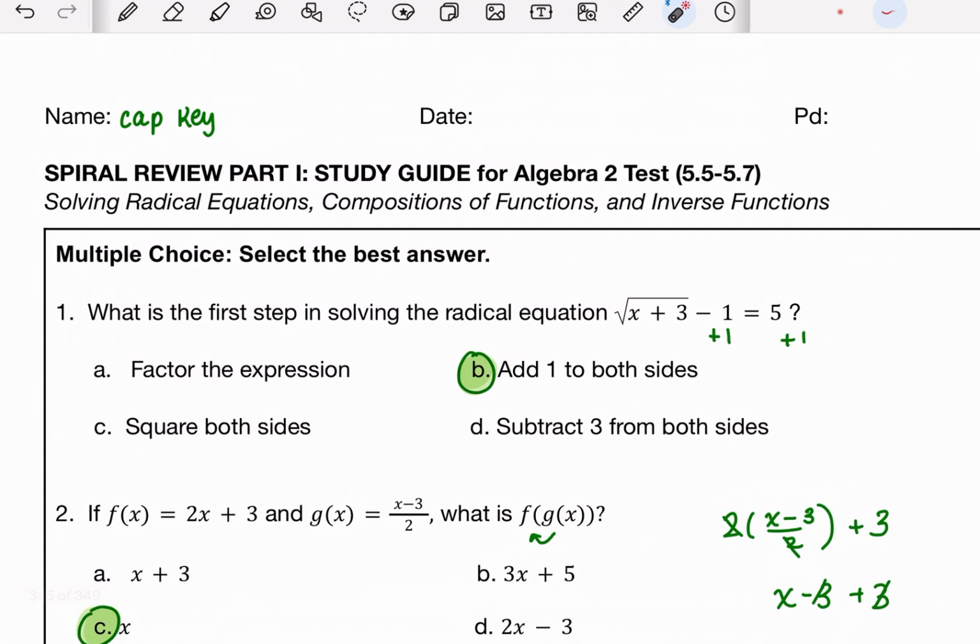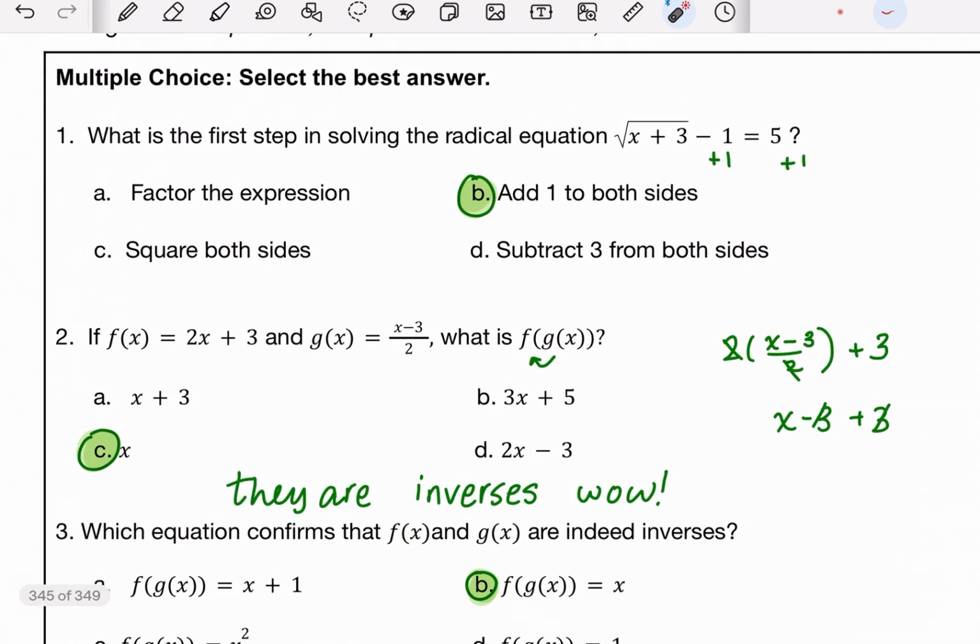So the first one, what is the first step in solving the radical equation? Given. Okay. So in order to solve radical equations, you need to isolate the radical. So ask yourself, what is on the left side here besides the radical? And the answer is 1. So that's why the first step is to add 1 to both sides. After that, you would square both sides to get rid of the radical, but this is just asking for the first step.